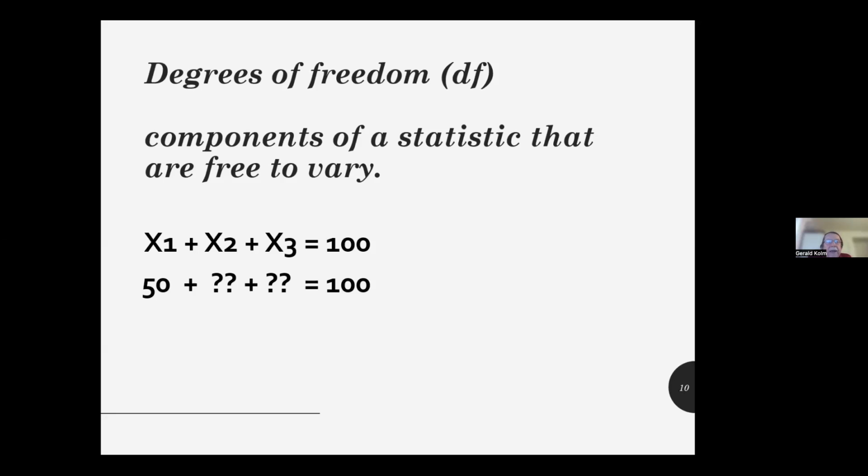Well, x2 can take on any value. It could be a positive value, it could be a negative value, it could be a decimal value, because we have 3 different components here, and 2 of them are free to vary. But if we know that the second number, x2, is equal to 40, then x3 cannot vary randomly. It has to be, in this case, 10, because they add up to 100. So that's the basic idea of what we mean by degrees of freedom.